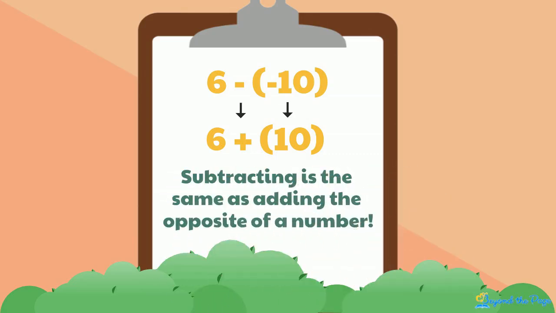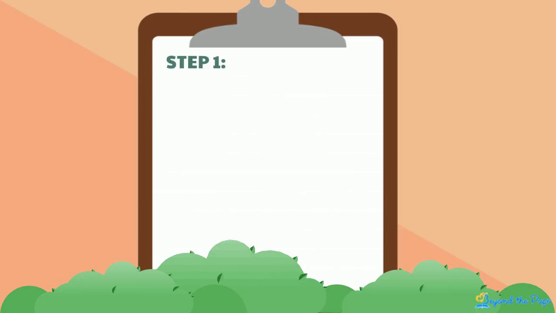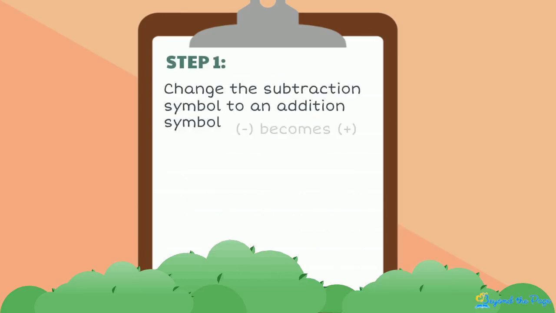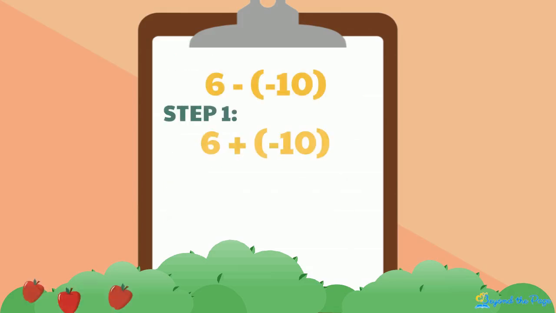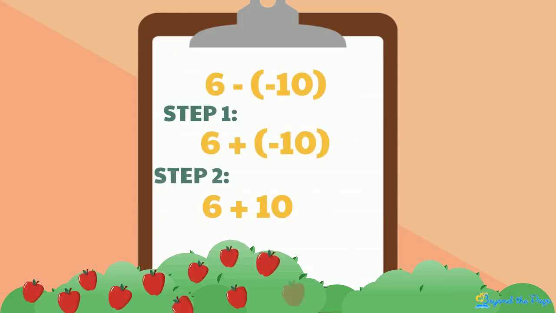You have 2 steps to follow when changing a subtraction problem to an add the opposite problem. Step 1. Change the subtraction symbol to an addition symbol. Step 2. Change the number that follows to its additive inverse or opposite. Once you've rewritten the subtraction problem as an add the opposite problem, all you have to do is use the rules for adding positive and negative numbers to find the answer. In this example, the final answer is 16.